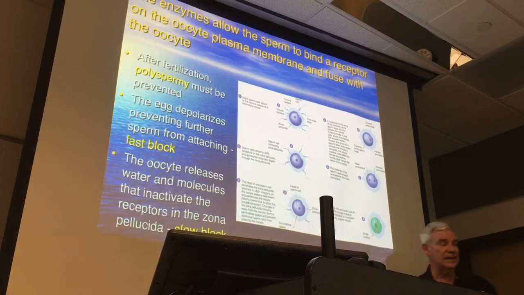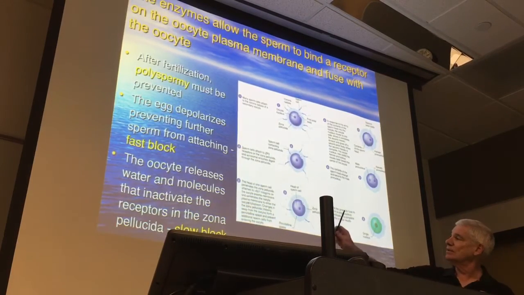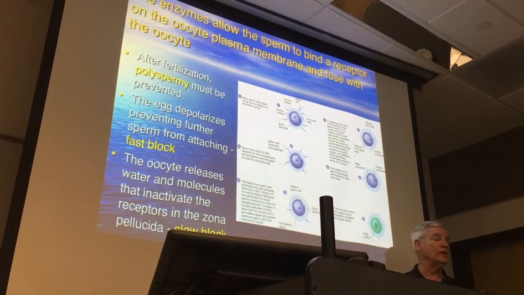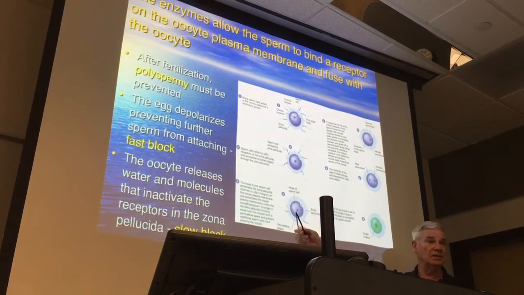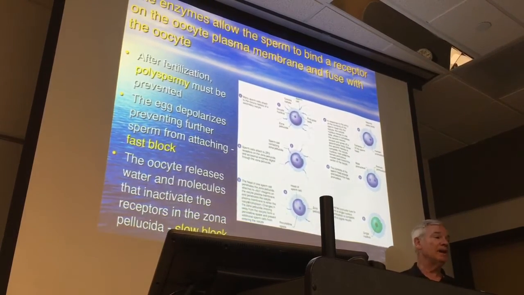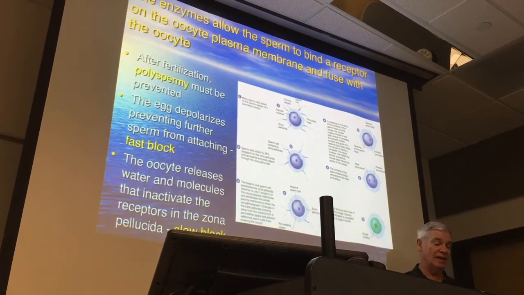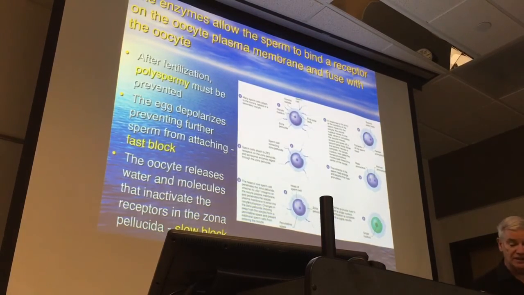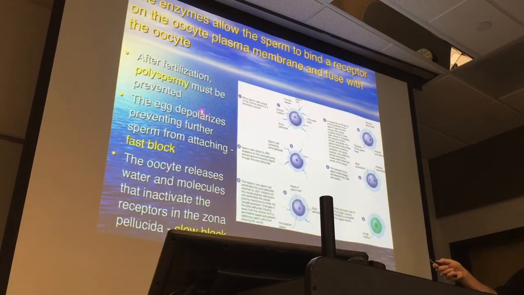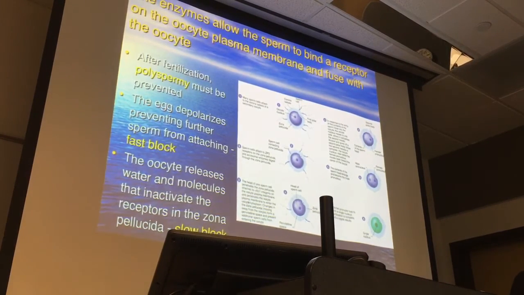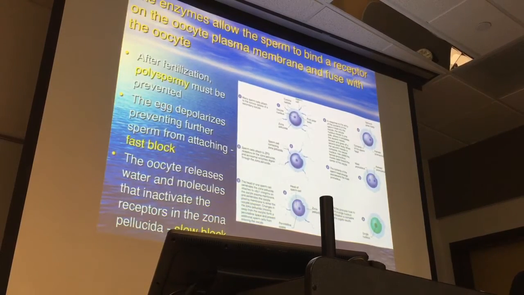Rarely, only rarely in the billions of births on this globe has a triploid individual ever made it to term. So there's going to be a miscarriage sooner or later if you have polyspermy. So this egg, once it's fertilized, must prevent polyspermy. There are two methods. The first thing it does is open some ion channels to immediately depolarize it to prevent any other sperm from attaching and being able to fuse.